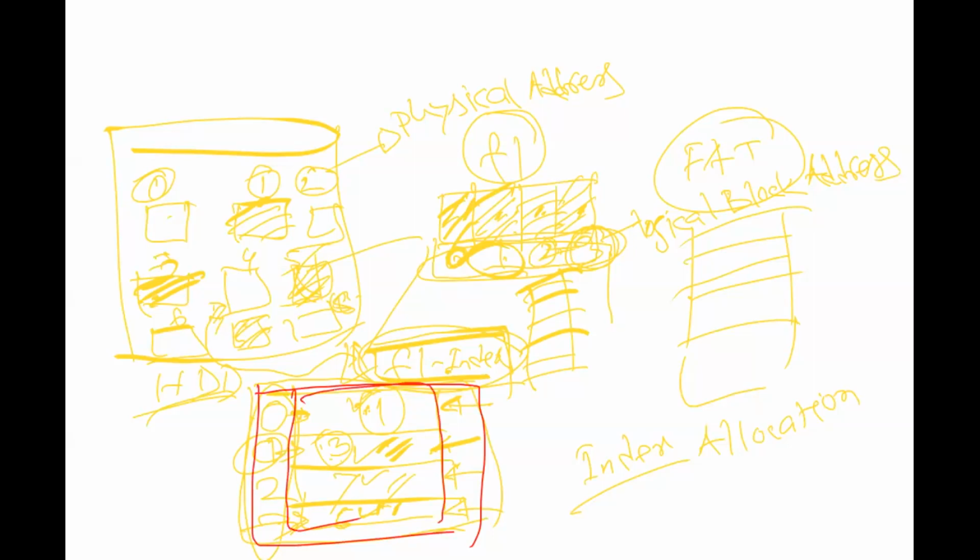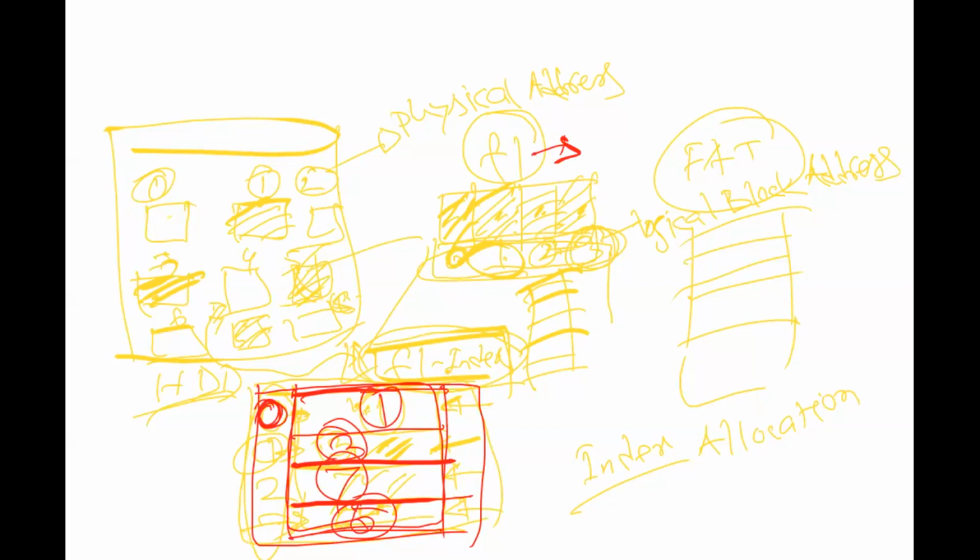For F1, within this there are entries. This is the 0 number entry, this is the 1 number entry, the 2 number entry, and the 3 number entry. The entries here are 1, then 3, 7, and 5. This means that the 0 number block of file F1 was stored inside physical block number 1. Here the 0 number was stored, and this entry means that the 1 number block of file F1 was stored inside hard disk block number 3.